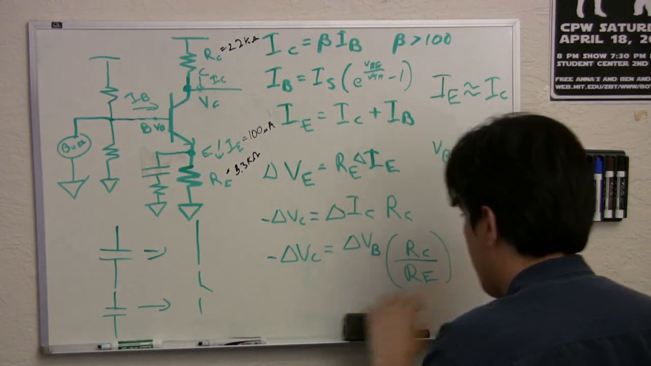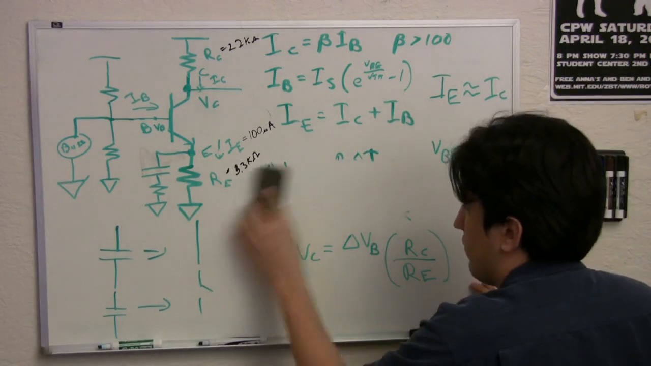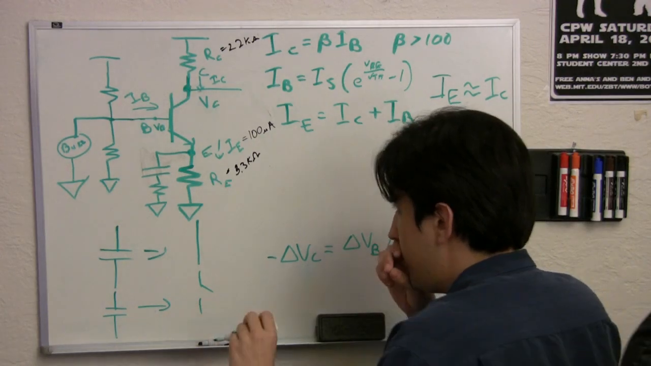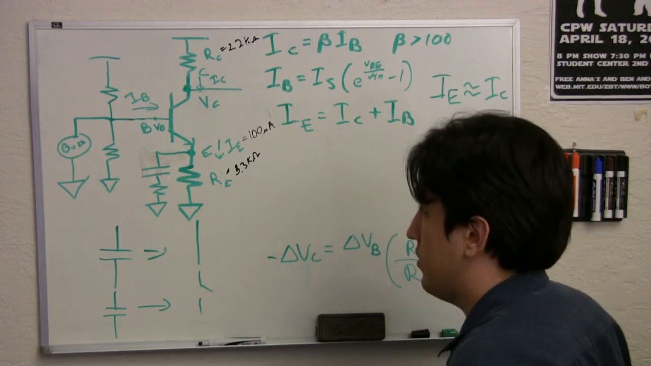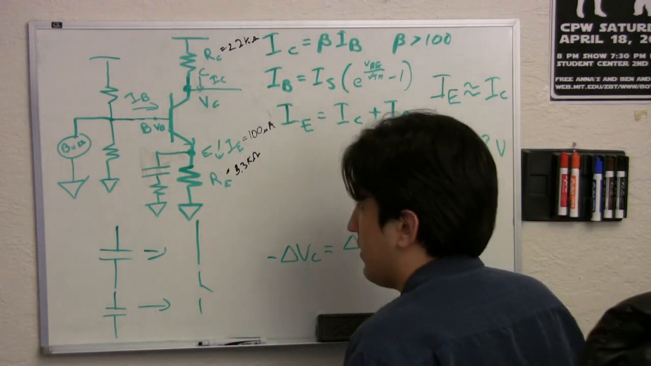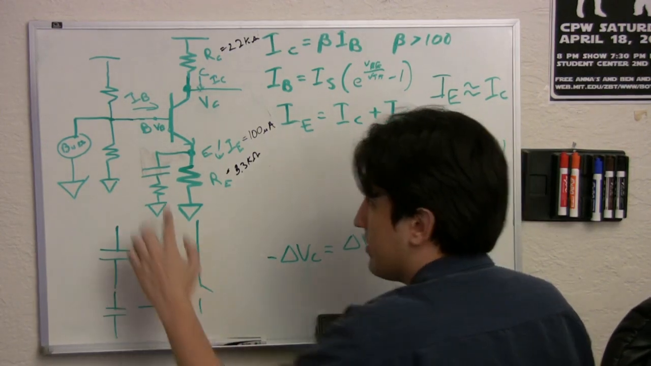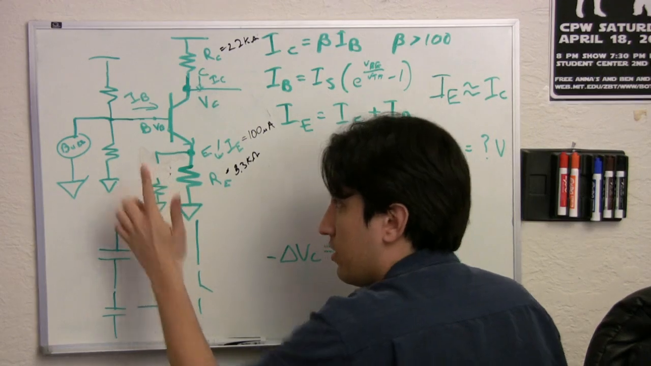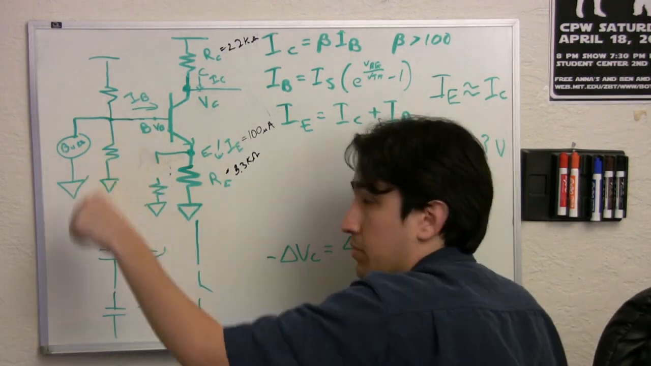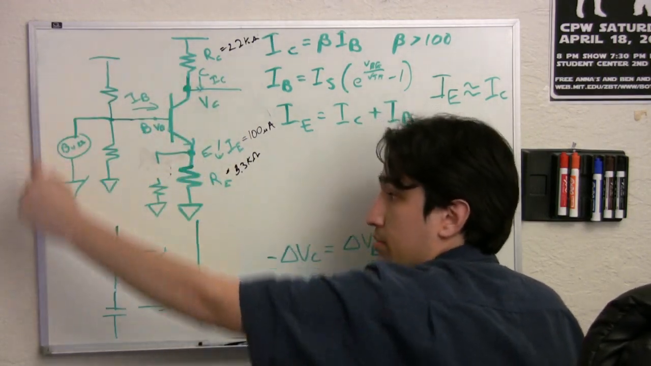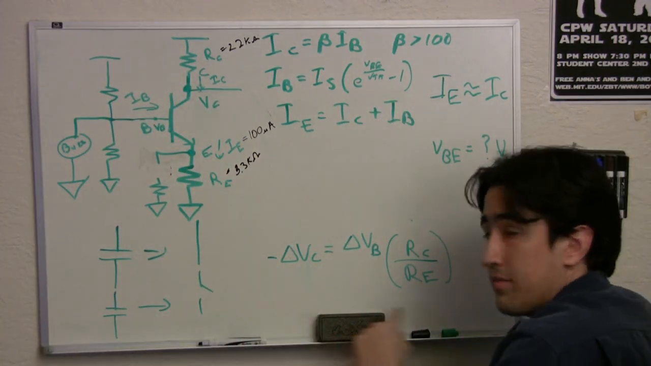Now what does that do? Well, let's see. At low frequencies, which is at DC, this capacitor acts like an open circuit, which means this is not electrically connected at all. Current cannot flow this way. So we can just ignore this part of the circuit, and we have what we had before. We have this equation here.